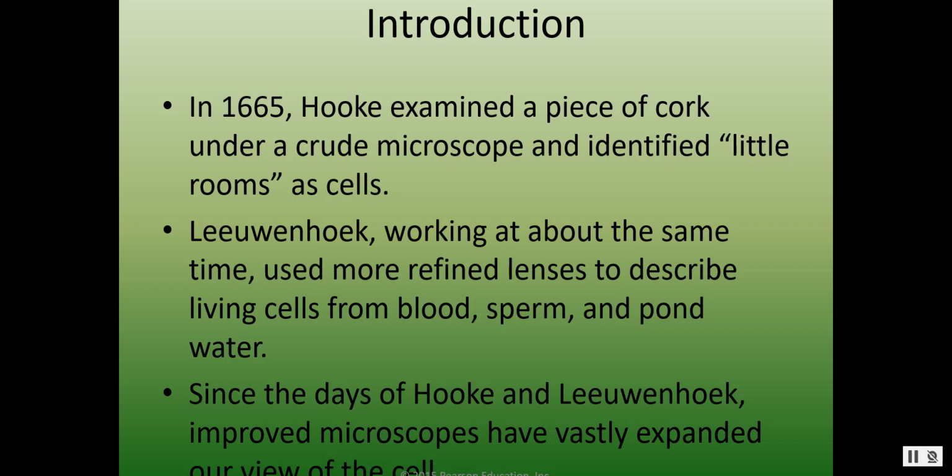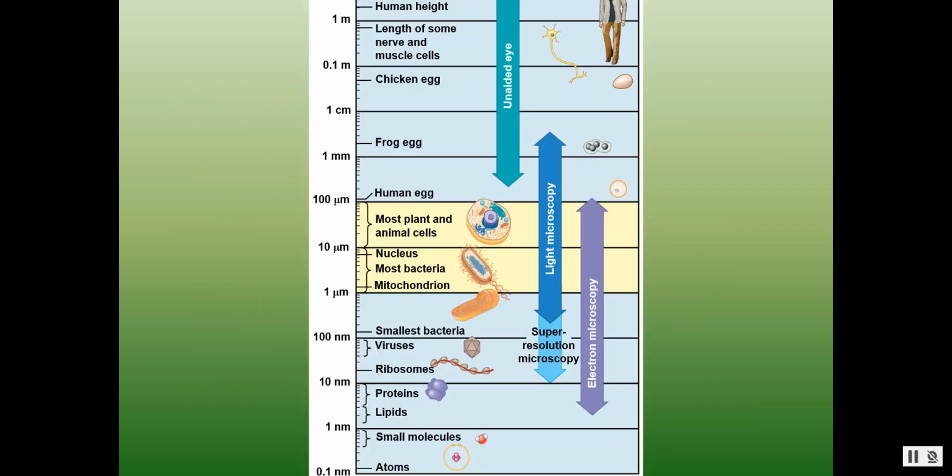Van Leeuwenhoek was working at the same time, and he created different lenses that could look at different types of living cells: blood, sperm, pond water. Now, of course, we have many different types of microscopes: electron microscopes, light microscopes, transmission microscopes, and most microscopes can see in the yellow area. Most microscopes can see between 1 and 100 micrometers. The eye can see almost down to 100 micrometers, right? And then below that, without an electron microscope or some super high-res microscopy, it's hard to see smaller bacteria and all the way down to individual proteins, etc.